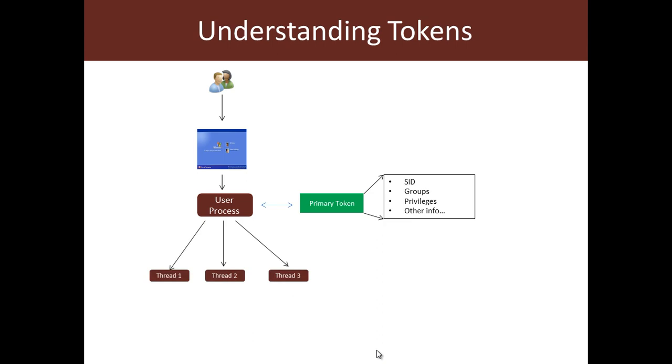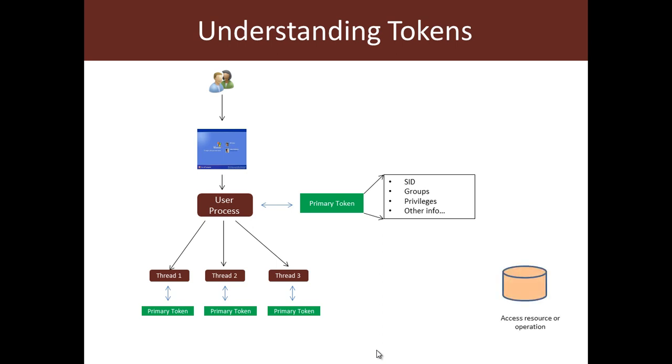Now, interestingly, when the same user process creates multiple threads, each of these threads is also given the same primary token associated with the user. So where is this primary token exactly used? Well, think of the primary token as an authorization evidence.